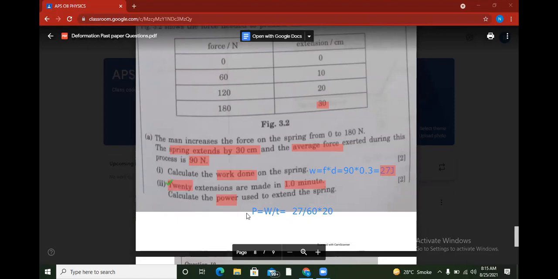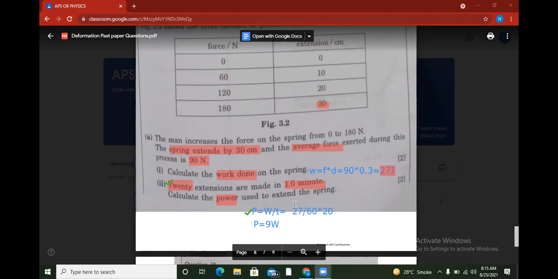Okay. So this is the formula we are going to use for calculating the power, and this is the way we can calculate the power. So what is the answer? Power is equals to, yes, I think 9 volts. Yes. Okay.